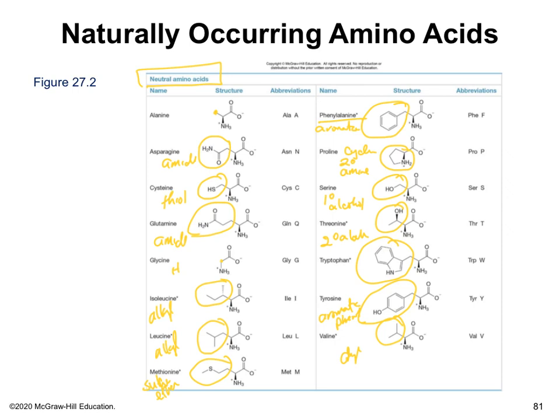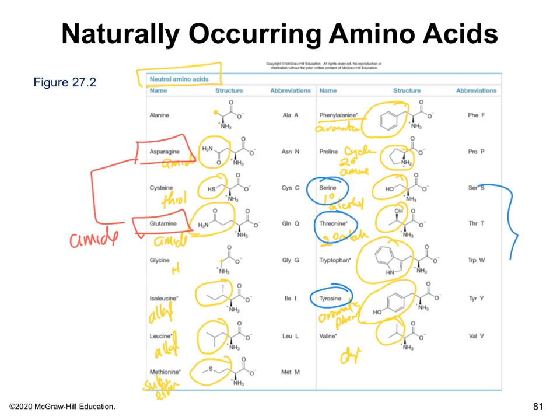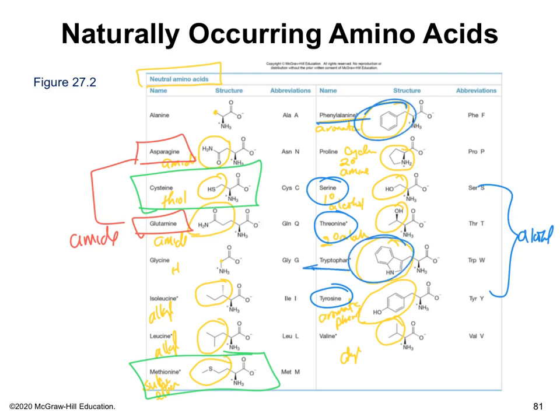And so these are neutral. Just pay attention that you have two amides. Okay, so those are amides. I told you you have three alcohols. You have two sulfur-containing amino acids, methionine and cysteine. And you have two aromatic ones, which are tryptophan and phenylalanine.